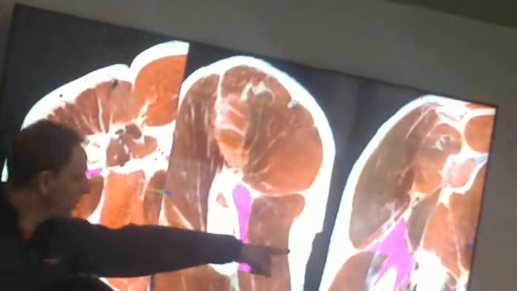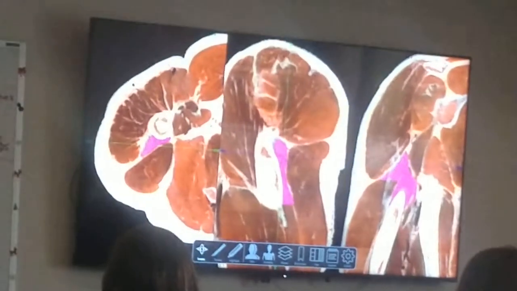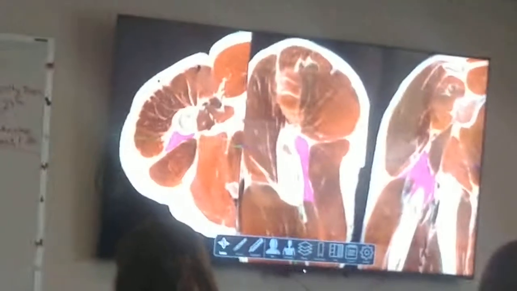So it's going to be two. You can see that there seems to be, at least in this view, two parts, right? So I just clicked on two of them anyway. There's two of the heads of the triceps. What does triceps mean? 3 heads, right?